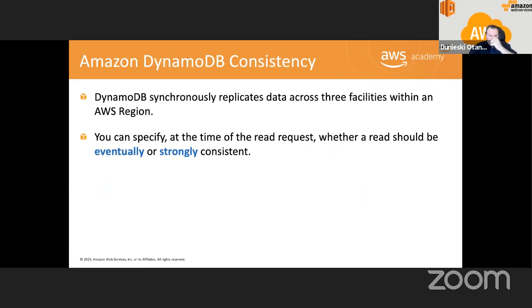Okay. So DynamoDB synchronously replicates data across 3 facilities within an AWS region. Synchronously means almost at the same time. It's replicating to 3 different facilities, availability zones here. When it says facilities, it's availability zones. And you can specify at the time of the read request whether a read should be eventually or strongly consistent. If you want to see the information immediately, it is strongly consistent, or you can decide not to see it immediately. But remember, the cost is going to be influenced by this. It's just how fast you want your information to be available.